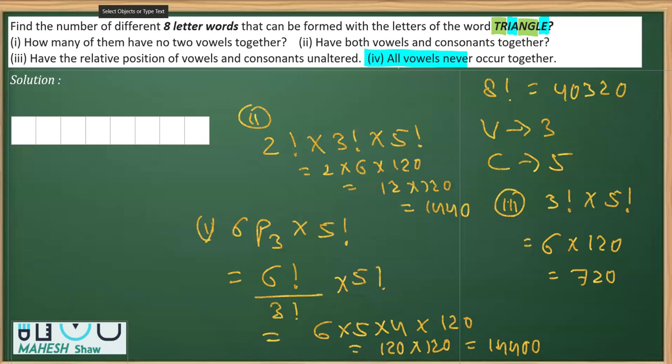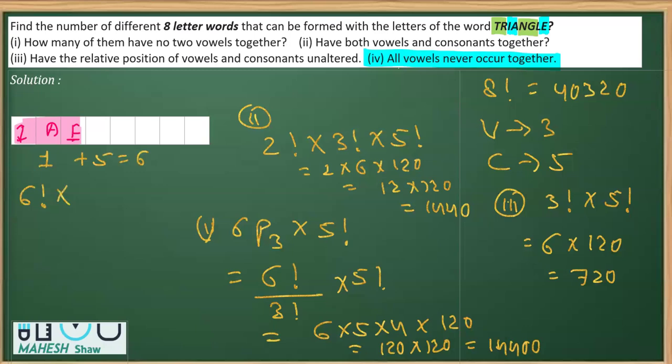The last part says that all vowels never occur together. So let's consider a contradiction. First we consider that all vowels are together. I'm going to place all the vowels together, that is I, A and E, and consider this to be a single object. So this is one single object plus 5 consonants, a total of 6 objects, and they can be arranged in 6 factorial ways.